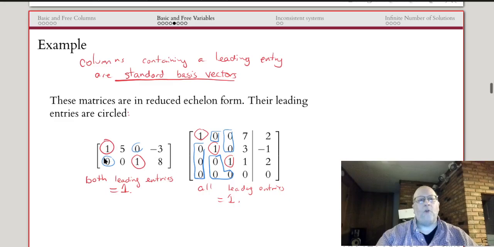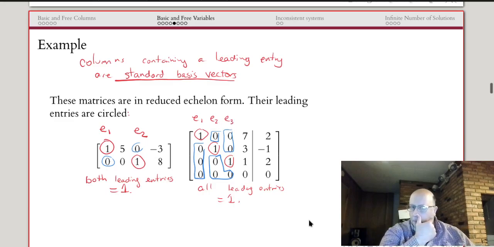This column right here, 1, 0, is the vector E1. This column is the vector E2. This column is E1 in R4, E2 and E3. So that's another way of thinking about echelon form, is that our leading entries represent standard basis vectors, which we know are easy to calculate with.